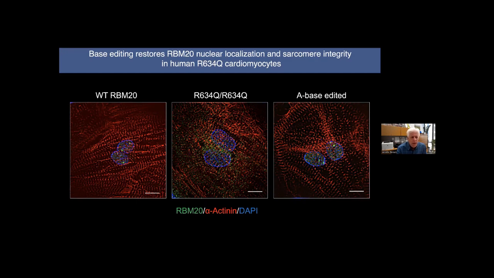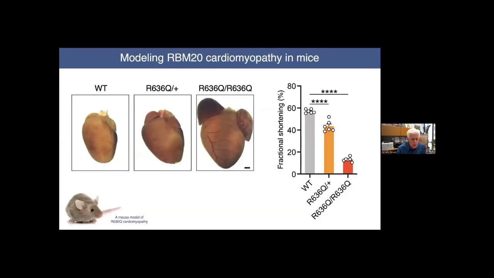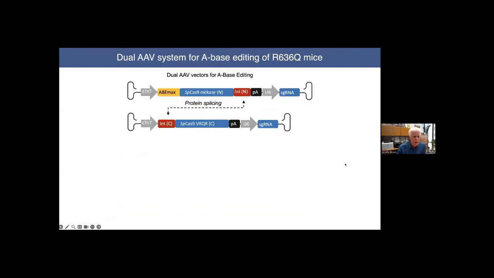So we went on then to model this in vivo, and other groups have done this as well. Lars Steinmetz at Stanford and EMBL has also done beautiful work in this area. So here we made RBM20 mutant mice, and here you can see the homozygous mutant mice have severely enlarged hearts with a dramatically diminished fractional shortening, indicative of cardiomyopathy. We then tested whether we could correct this mutation in vivo.